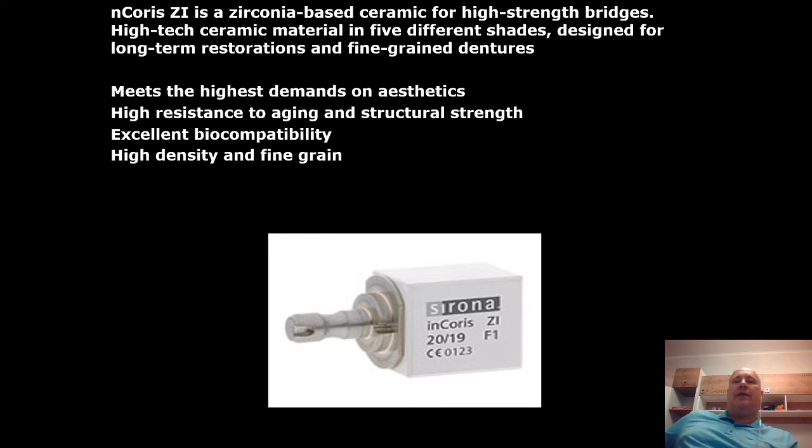Next one is Enceram zirconia. It's a zirconia-based ceramic for high-strength bridges. High-tech ceramic material in 5 different shades, designed for long-term restorations and fine-grained dentures. Meets the highest demands of aesthetic, high resistance to aging and structural strength, excellent biocompatibility, high density, and fine grain.